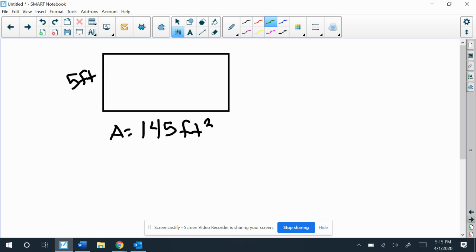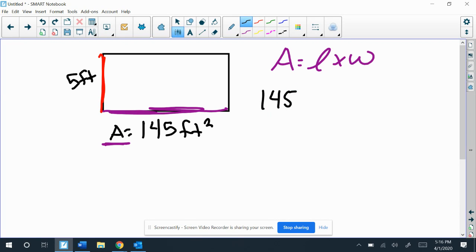Your turn. All right, let's see how you did. They gave me the area, so I know that I need to use the formula for area. Area equals length times width. I know that my width is 5, and I am missing some type of length. So I'm going to use 140 equals something times 5.